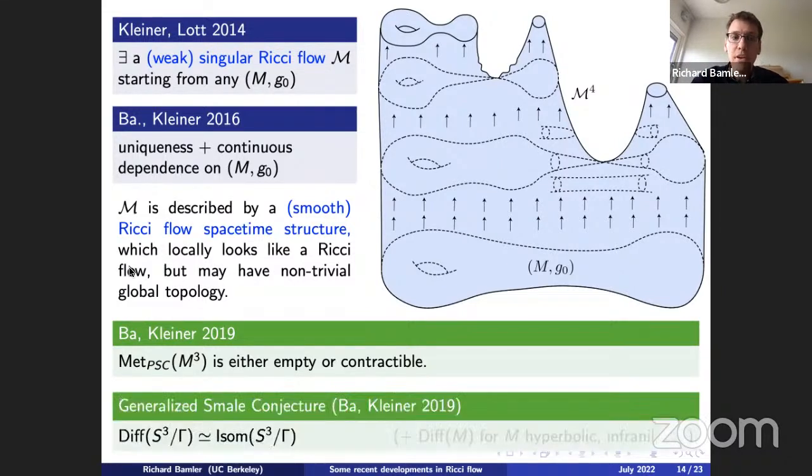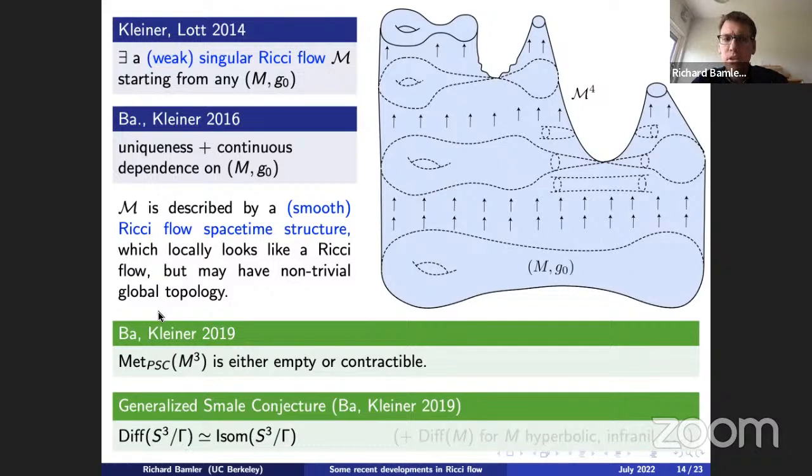And then there's also a nice link between spaces of metrics and diffeomorphism groups that we can exploit. And this allowed us to prove the generalized Smale conjecture, which states that the space of diffeomorphisms on a spherical space form is homotopy equivalent to its isometry group. Okay? So this was known for the 3-sphere, that is, where gamma is equal to 1. This was proven by Hatcher, and it's also called the Smale conjecture.